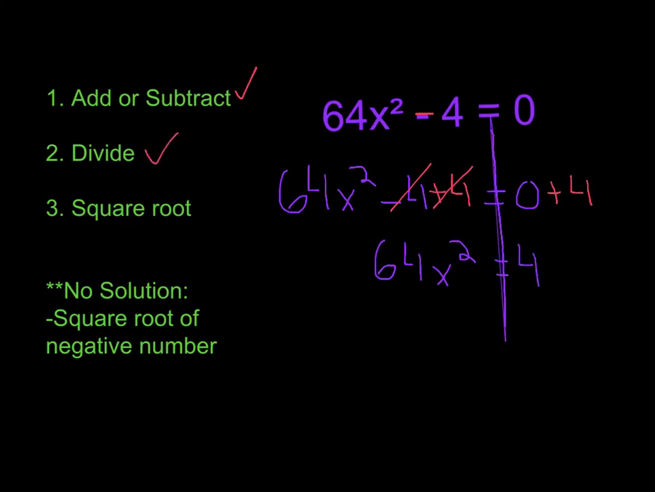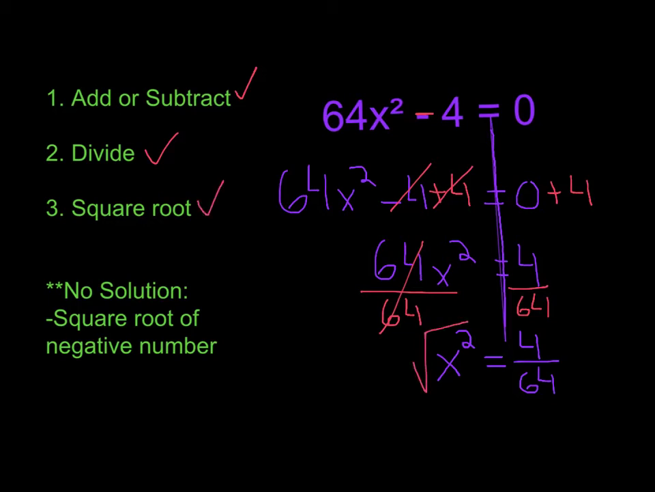Now, next step, I'm going to divide both sides by 64. Now, instead of actually doing 4 divided by 64 and getting a decimal, for now, I think I'll just leave it as that fraction, 4 over 64. And the only reason I'm doing that is because they're both perfect squares, and I'll show you what will happen when we take the square root. So we're going to take the square root of both sides.